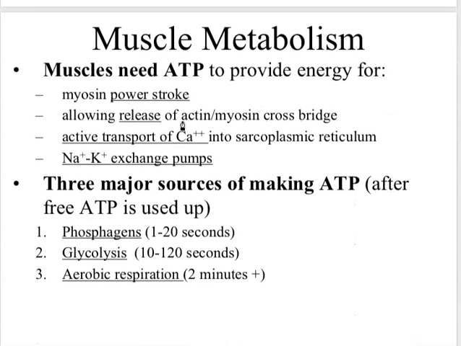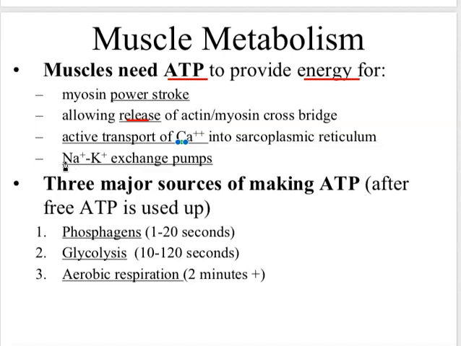So muscles need ATP, which we know is energy, and they need this for multiple different parts of muscle contraction. So that power stroke, the part where myosin is actually physically moving. We need ATP to release the actin-myosin cross-bridge. So actin and myosin are bound together, and in order for them to let go of each other, we need a new ATP molecule to bind, so we require energy to actually relax.